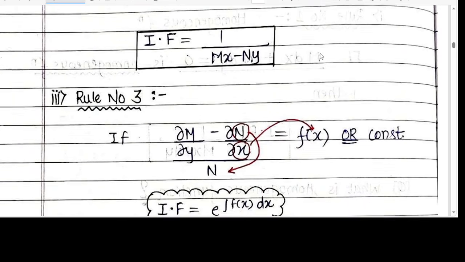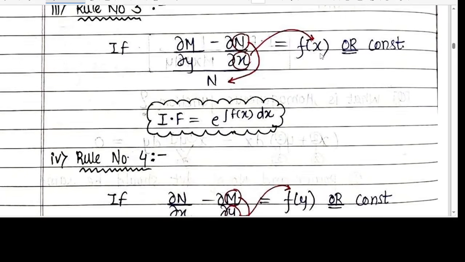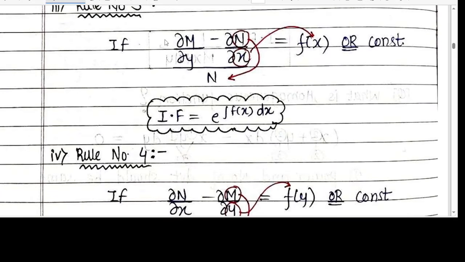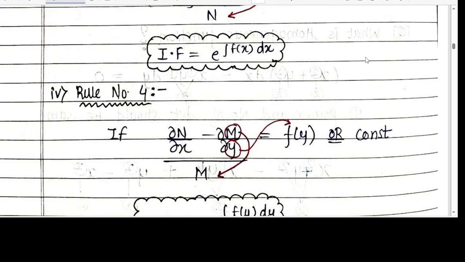Rule number 3. We will find the difference ∂M/∂y minus ∂N/∂x, and if you divide it by N, it has to be a function of x or a constant. In that case, the integrating factor is e to the power integral f(x) dx.